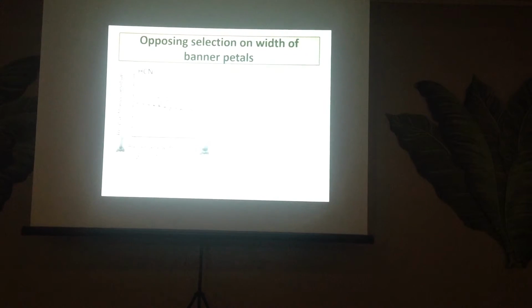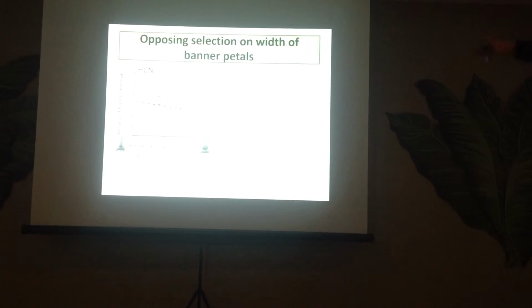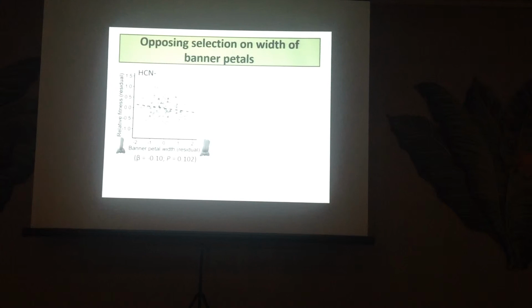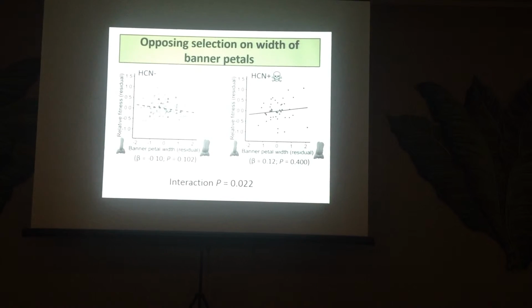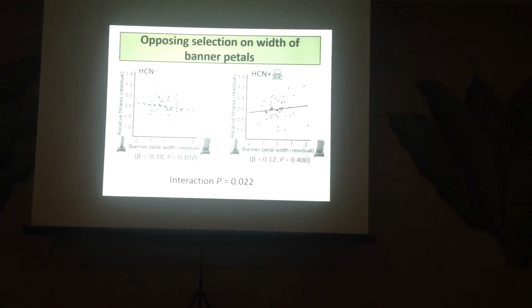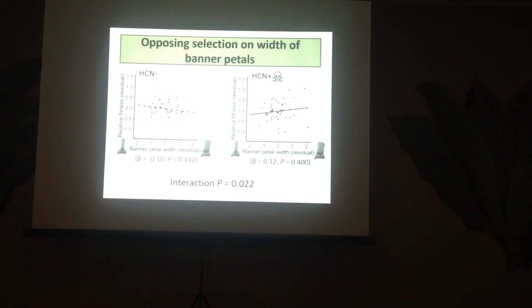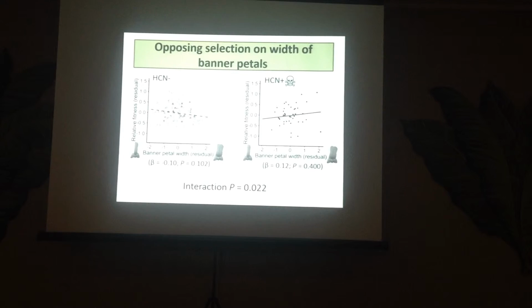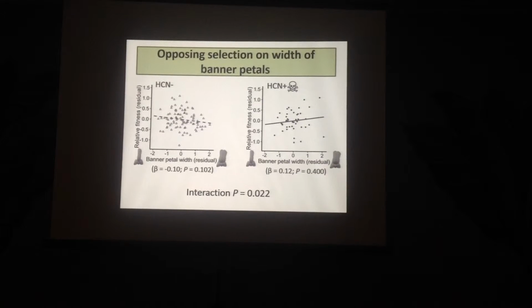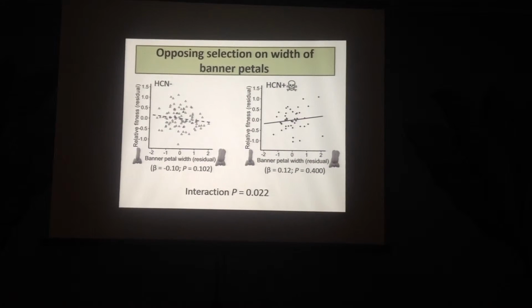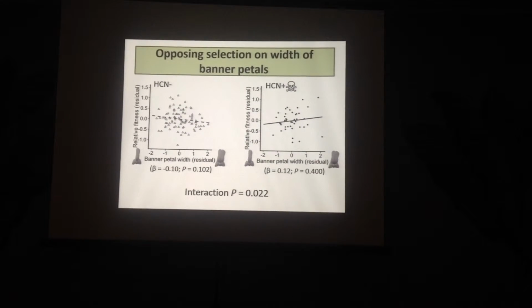So banner petal width: we found trending towards negative but non-significant selection for narrower banner petals in undefended plants, and trending in the opposite direction but still non-significant selection for longer banner petals in defended plants. The interaction p-value is significant, so when we look at these two individually, although we can't detect selection, we can still say with some confidence that selection is acting differently here. I'm not going to interpret what's going on though, because we're not able to detect selection on either of them.